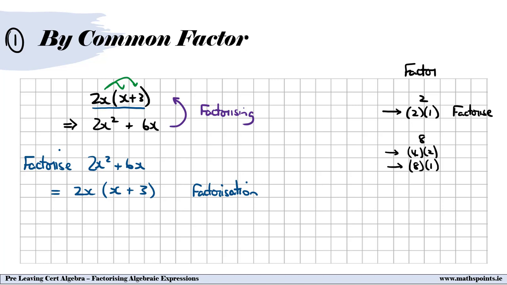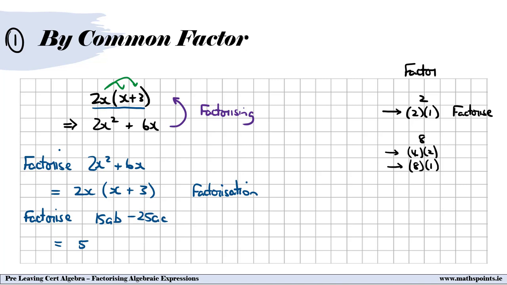Let's have a look at another example. What if I had asked to factorize 15AB minus 25AC? So how would the factorization in this question work? Again, we're looking at numbers that divide evenly into 15 and 25. And the biggest number that goes into both 15 and 25 is the number 5.